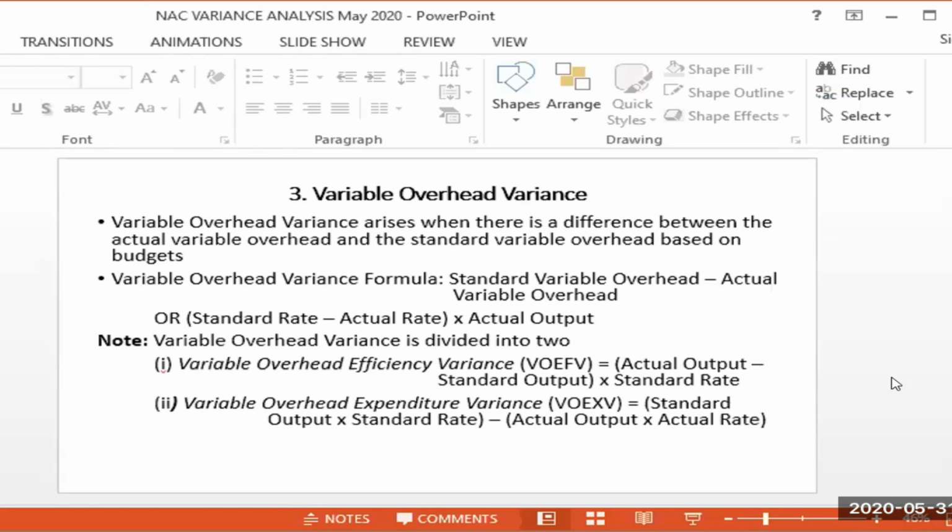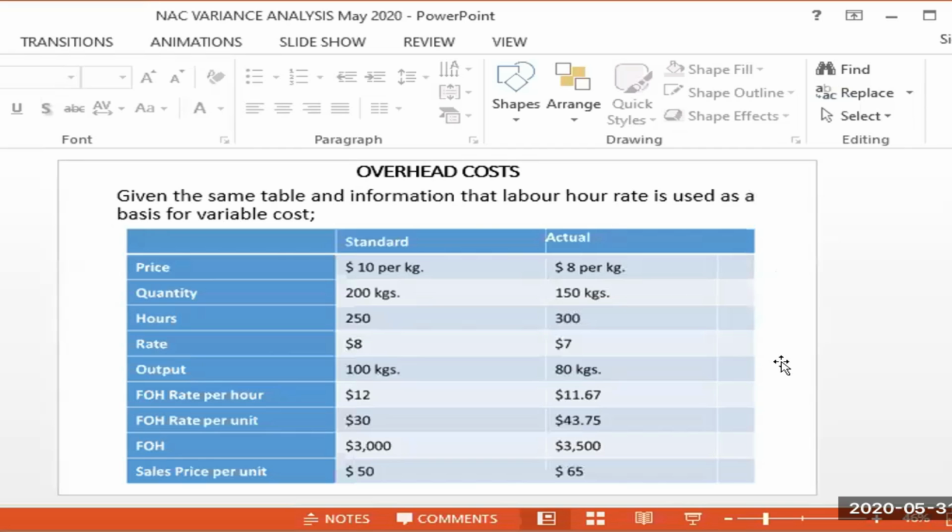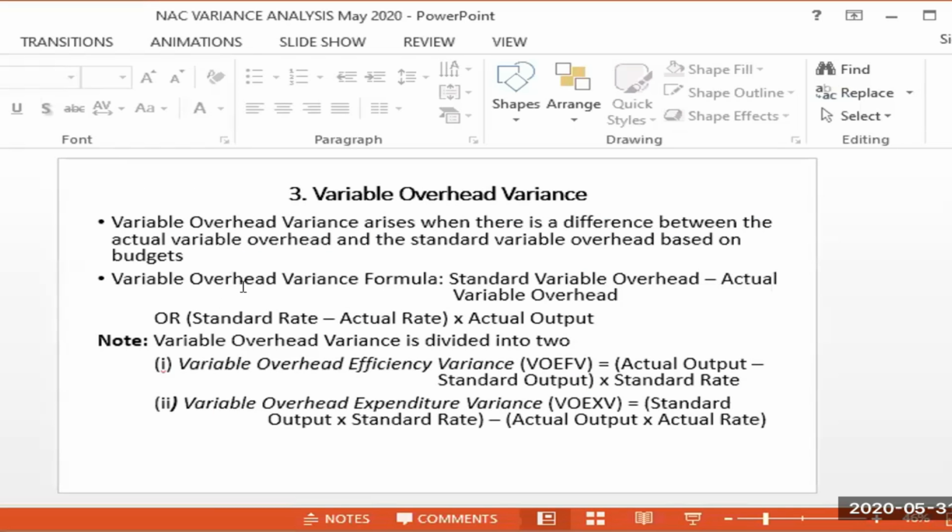Now here you must understand the apportionment basis, the basis you are using to apportion this variable cost. And here we are told clearly that we have to use the labor hour rate. So that is what you're going to use to apportion the overheads. So to determine the standard variable overhead less actual variable overhead, it is standard rate minus actual rate times actual output.